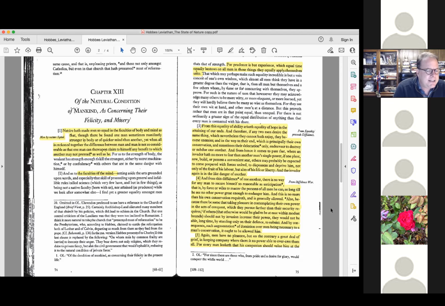He acknowledges that some people are quicker and some people are smarter. Some people are stronger and some people, he says, have a quicker mind. Yet when all is reckoned together, the differences between man and man basically cancel themselves out, right? So he doesn't pretend that people are absolutely the same. He says that in the big picture, in the aggregate, people are basically equal in terms of their power, right?